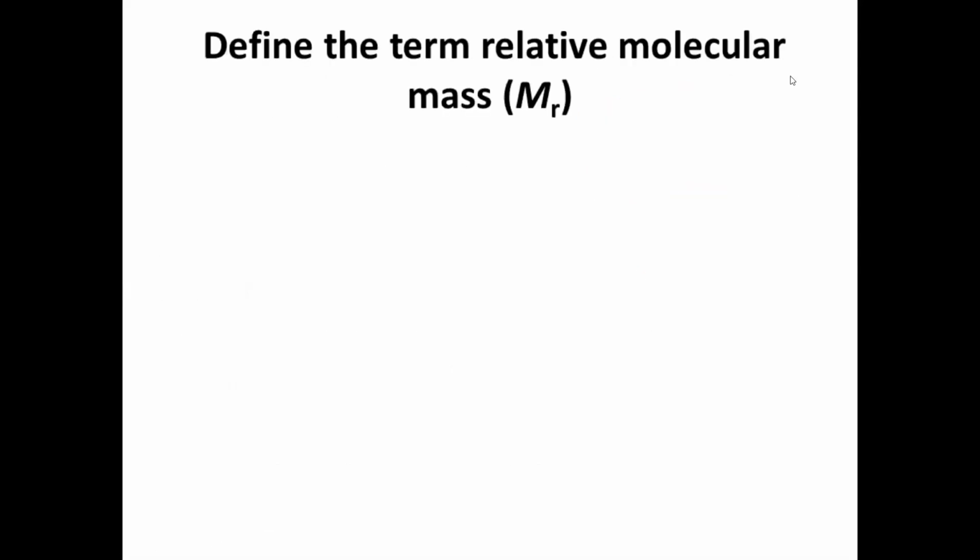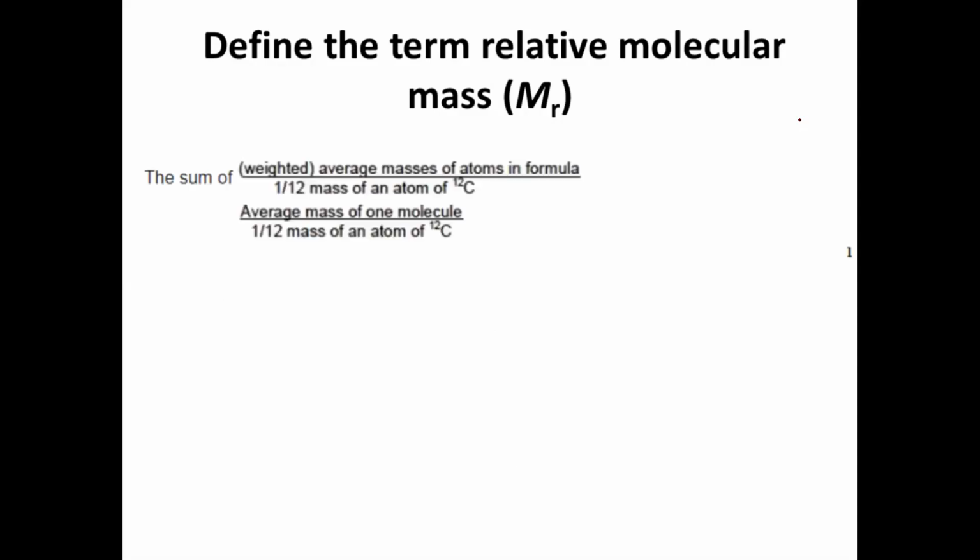Now, what about relative molecular mass? Can you pause and have a go at giving us a definition? So this is what you have as a definition that you get a mark for in the exam. It's average masses of atoms in formula divided by 1/12 mass of 1 atom of carbon-12. Or the second option, average mass of 1 molecule divided by 1/12 mass of an atom of carbon-12.